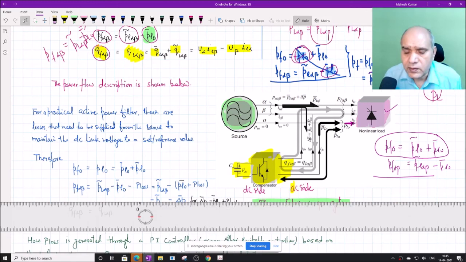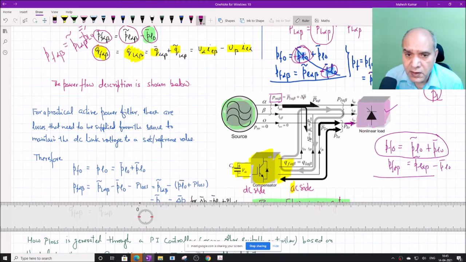Okay, now what we have discussed was this, that Ps alpha beta is actually the source alpha beta power. Since we want three phase current balanced and sinusoidal and in phase with the voltage, zero sequence current will not be there. Therefore, Ps0 is zero.